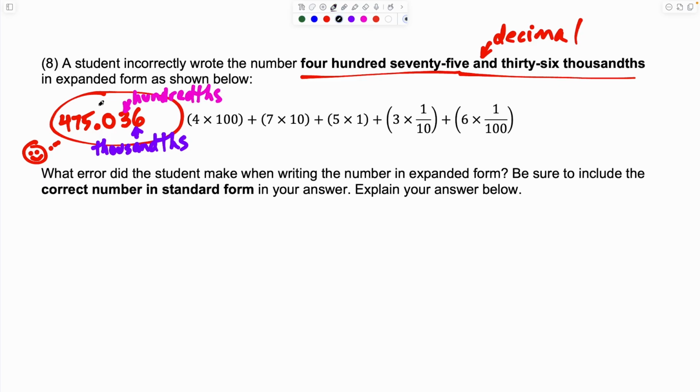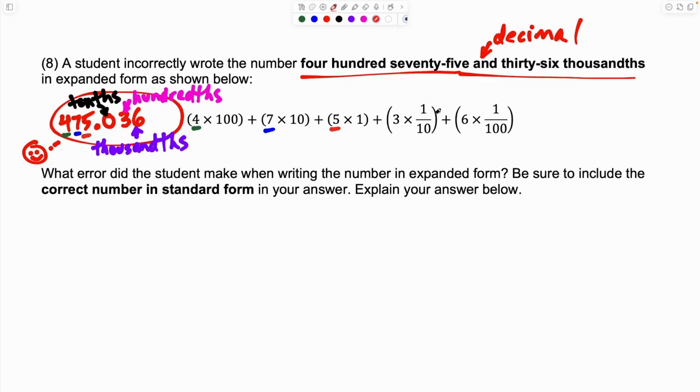And then the 0 is actually in the tenths place, once again as a placeholder to make space so we can say 36 thousandths. That's a very important detail. If we look at what this student did, the 4 in the hundreds place is good, 4 times 100. The 7 in the tens place is good, 7 times 10. And we have a 5 in the ones place, also good. It's just at the end, after the decimal, the tenths, hundredths, thousandths places, that is off.